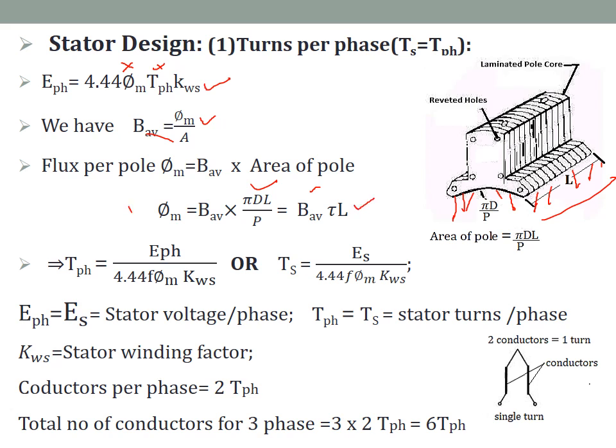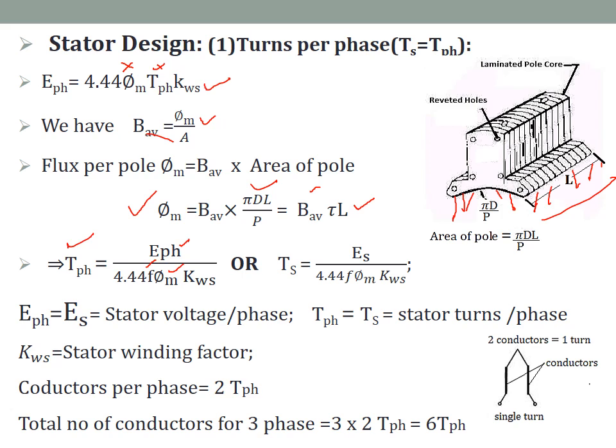Once you find phi m, we can substitute it here so that we can find TPH. The rest of the values are known: EPH, frequency, and KWs. We can find TPH. Sometimes ES and TS are also used instead of EPH and TPH.